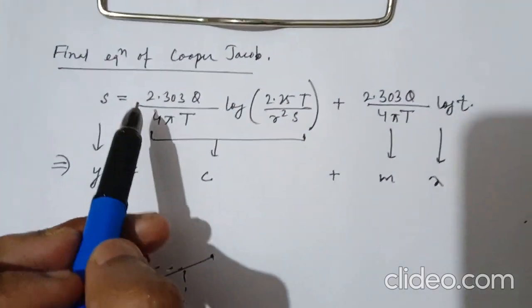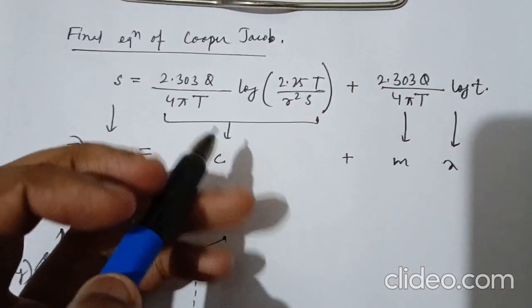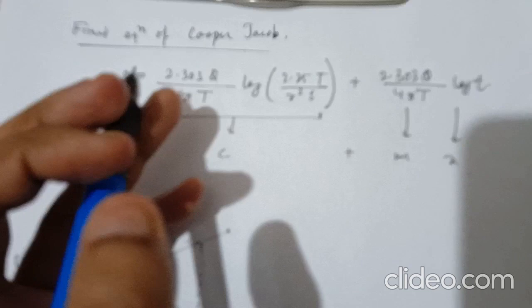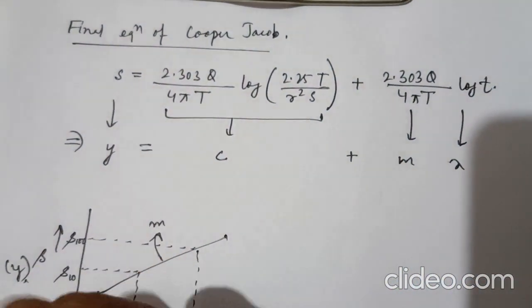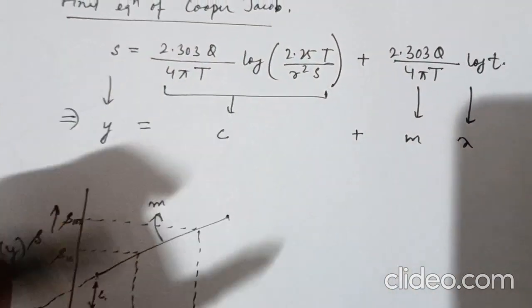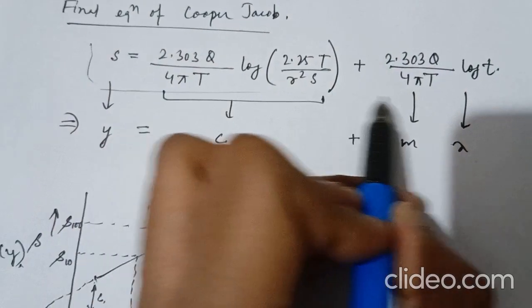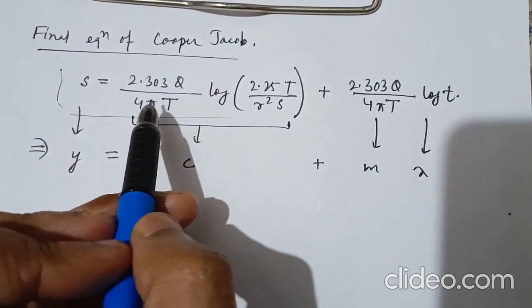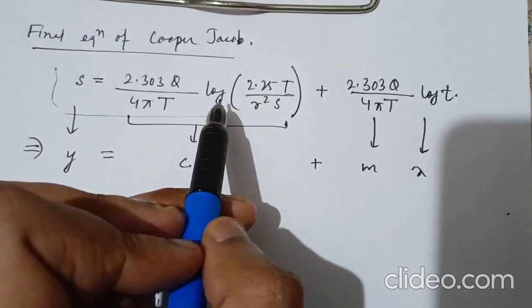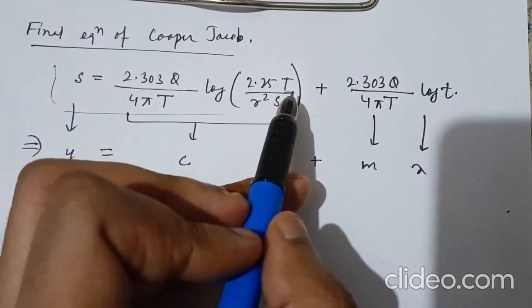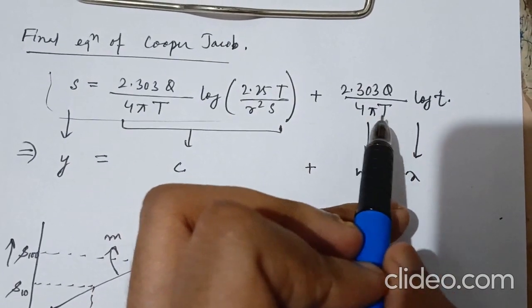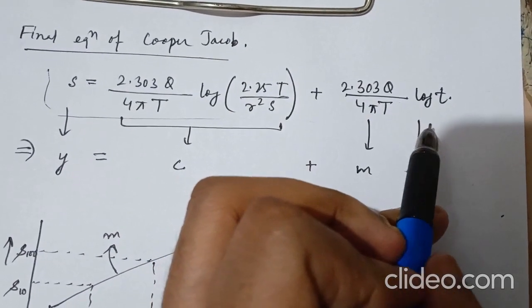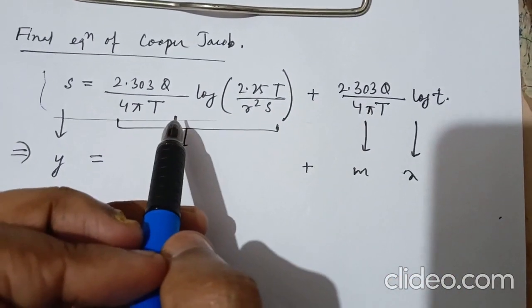See, we know the final Cooper-Jacob equation. When we calculate the Theis equation, that is complicated, that 0.5772 equation is there, no? That we will solve. Then we got this final equation: s equal to 2.303 Q upon 4 pi capital T multiplied by log 2.25 capital T t upon r square S, plus 2.303 Q upon 4 pi capital T into log small t. Okay, this is our final equation.